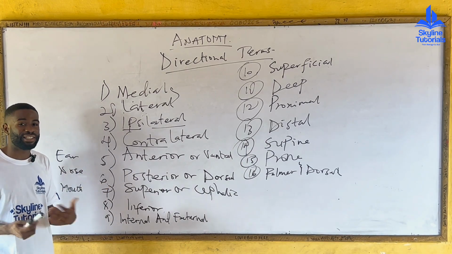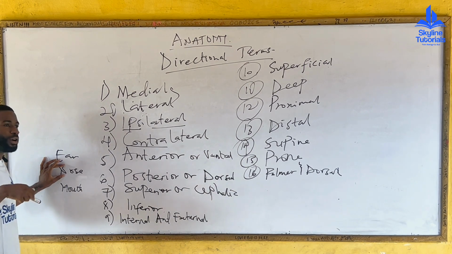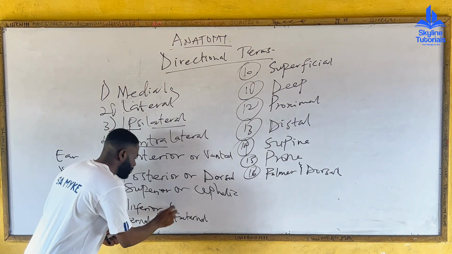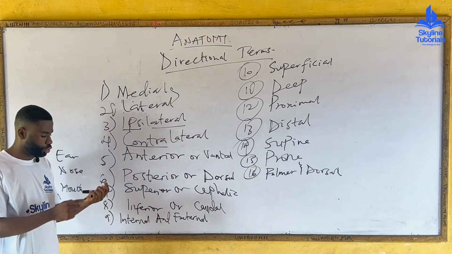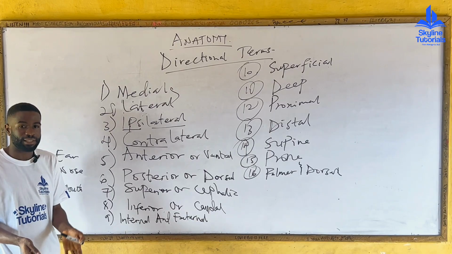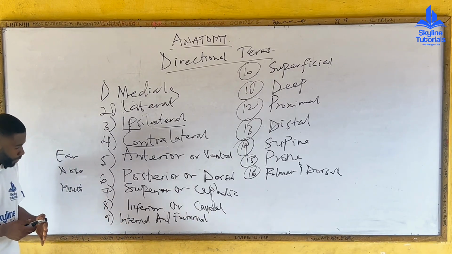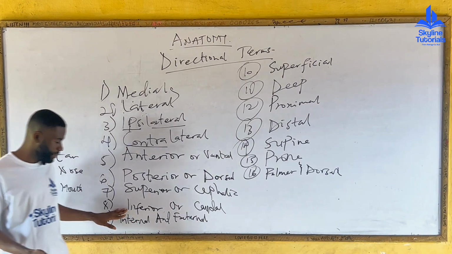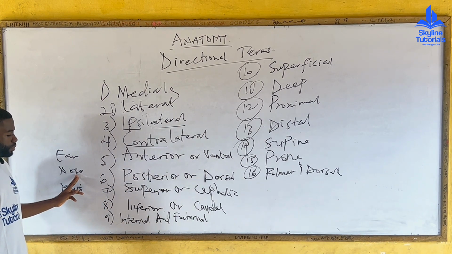So have you seen how it is relative? This can be seen as inferior depending on the organ we are looking at in relation to one another. So take note of that. Inferior can also be called caudal. This describes structures that are towards the feet. It describes structures that are closer to the feet. So anytime I have a structure that is below another, I say that the structure is inferior to that. So in this case, our mouth is inferior to the nose.